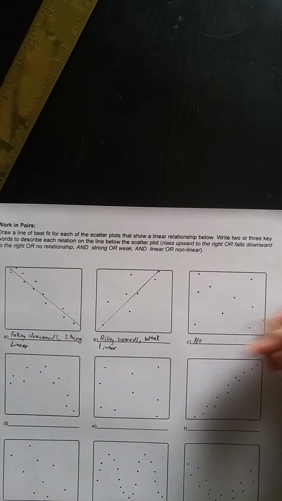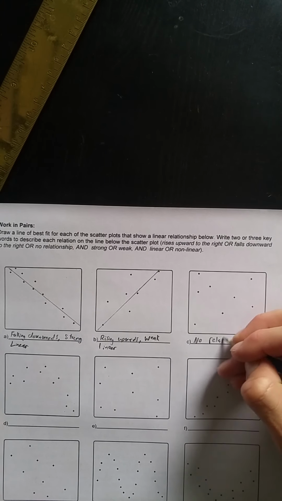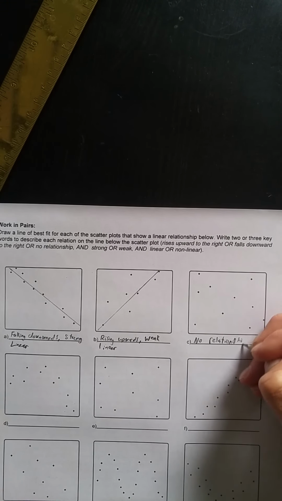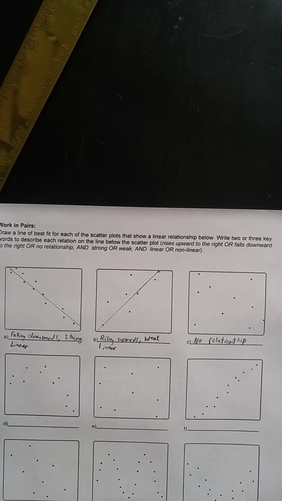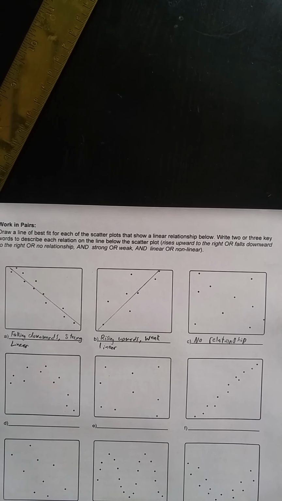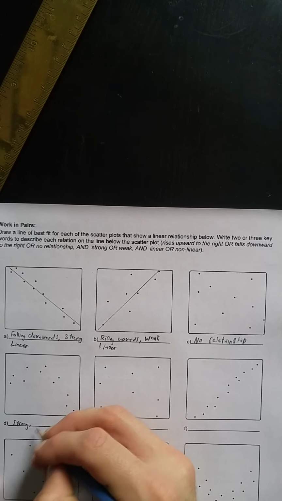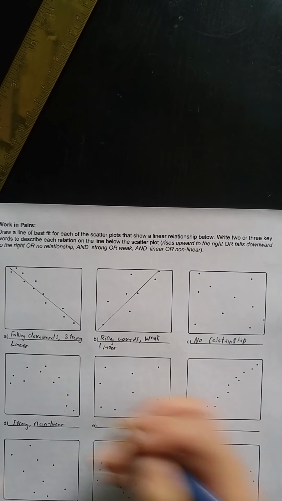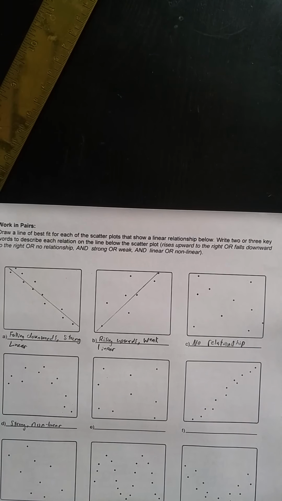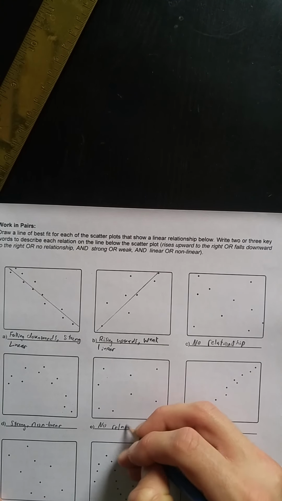Okay. This next one, dots are all over the place, pretty random. We'll just say no relationship. You don't really need to say anything else. It's not linear. There's just no relationship at all. This next one, you know what? It's not really linear, right? We only draw the line of best fit for the ones that are linear. This one's not linear. You can say it's a strong non-linear relationship. Our next one looks like no relationship. Looks like random again, so no relationship.